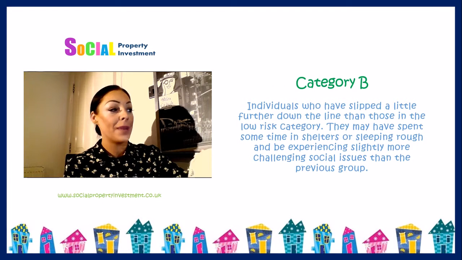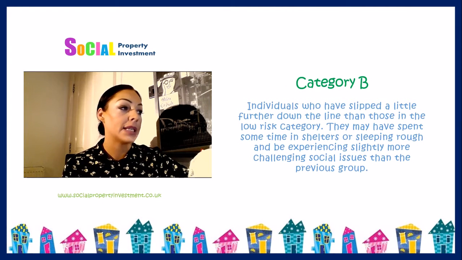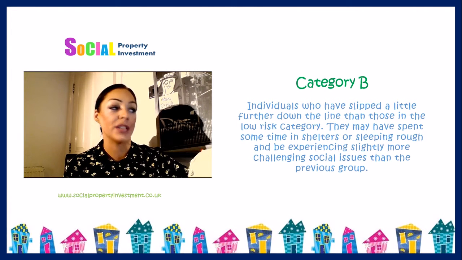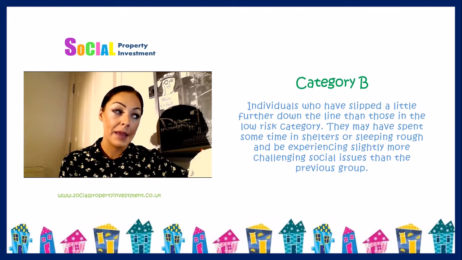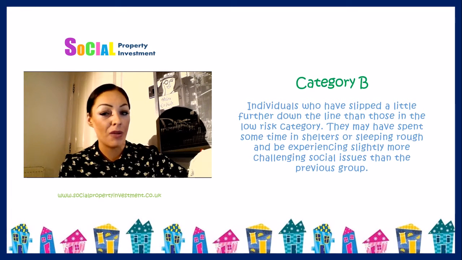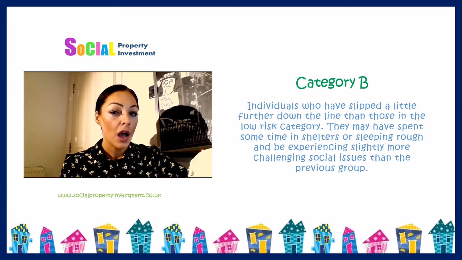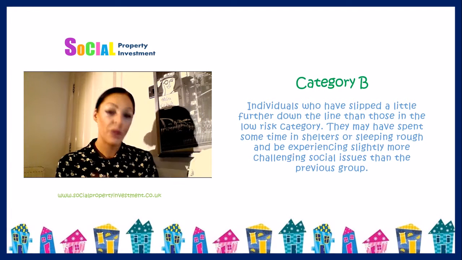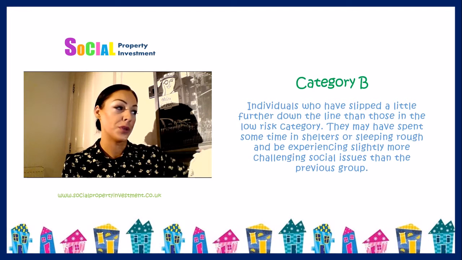Your category B tenants are those who have slipped a little bit further down, and they may have spent a little bit of time in shelters or B&B type accommodation. They may have spent a tiny bit of time sleeping rough, and they may be encountering some social issues, maybe some mental health issues. So it's just a little further down from where a category A would be.